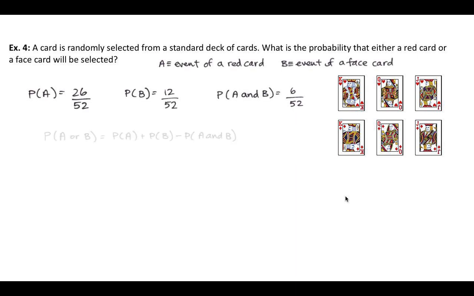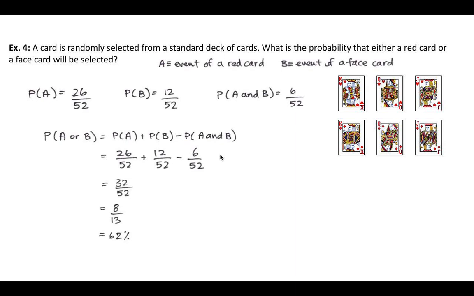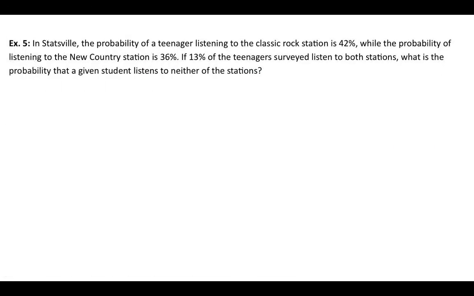6 in 52. So basically what we'd say is the probability of red or face is the probability of A plus the probability of B minus the times that we would double count. And so what we get is 26 plus 12 minus 6 all over 52. So we get about 8 in 13, or a 62% chance. Now, we're going to do another example, but really what I would like to do now is include a Venn diagram in the solution so that we can see how that works. So let's take a look at example number 5.